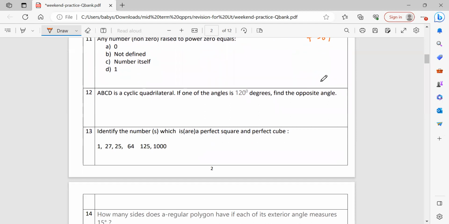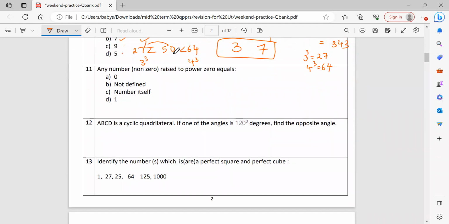Next is, any number raised to the power 0 equals what? So be very careful. Anything raised to power 0 will not be equal to 0. Not defined? No, I didn't say that. It's only because I mentioned not 0. Not defined only happens when the base is also 0. I clearly mentioned the brackets.